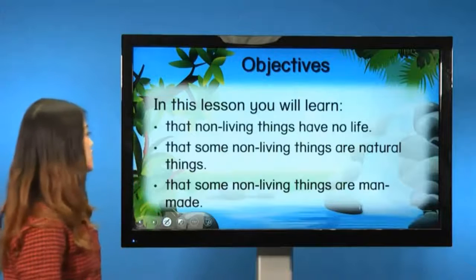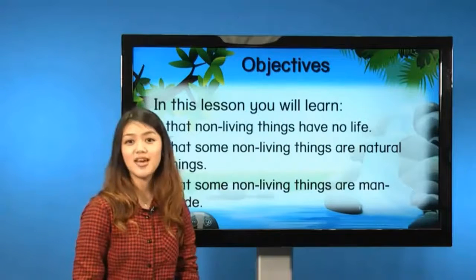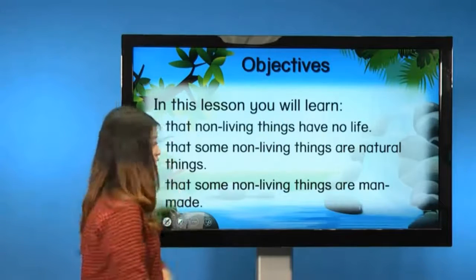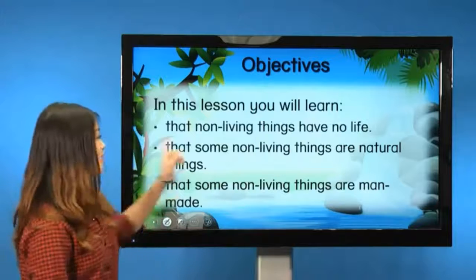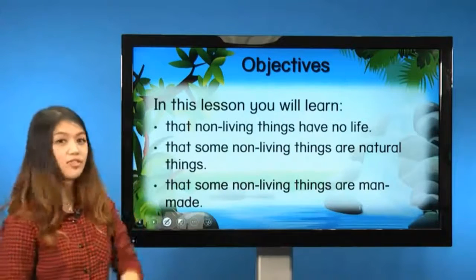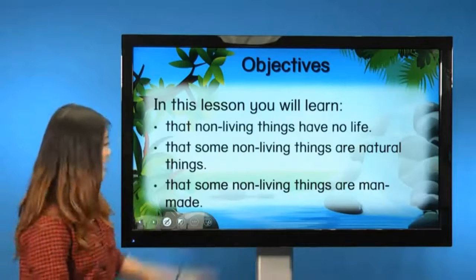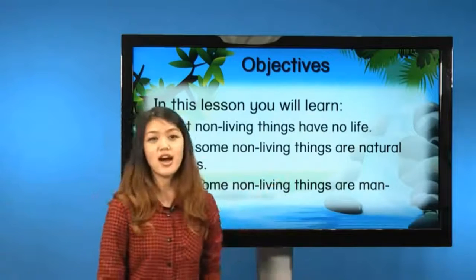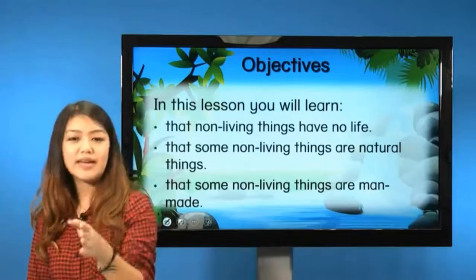The first one is non-living things have no life. The second one is non-living things are natural things. The third point is non-living things are man-made.